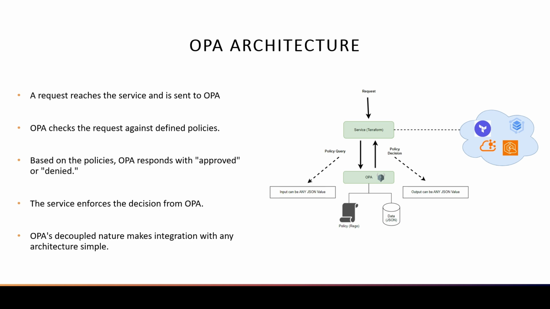So OPA sits in your architecture together with the service we wish to enforce. When a request reaches our service, that request goes through OPA. OPA then checks it against the current set of policies defined in the Rego, and goes back to the service with a message if the request is approved or denied. And because of its decoupled nature, implementing OPA in any current architecture is quite simple, right?